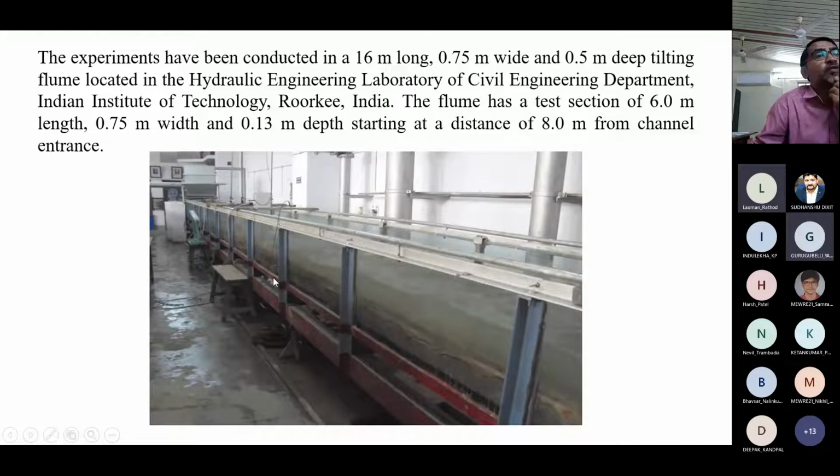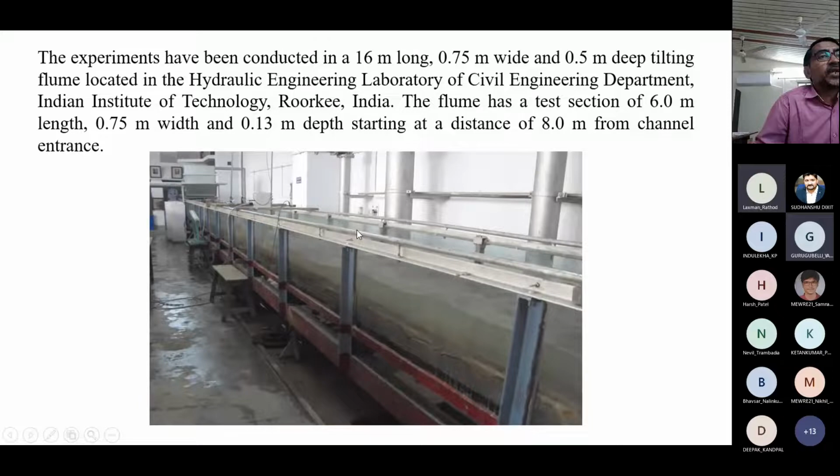You can see this flume, which is 16 meter long, 0.75 meter wide, 0.5 meter deep, a tilting flume located in the hydraulics engineering laboratory of the civil engineering department at IIT Roorkee. And this flume has a test section of 6 meter length, which I have shown in the next slide: 6 meter length, 0.75 meter wide, and 0.3 meter deep. The depth of the test section was 0.313 meter, starting at a distance of 8 meter from the channel entrance.